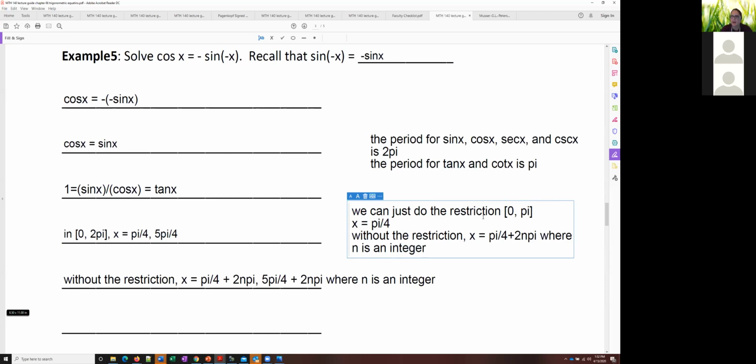Because notice that pi over 4 plus pi gives you 5 pi over 4. Does that make sense? So for tangent and cotangent, you're going to use the restriction 0 to pi. That's right. And then you can just add on copies of n times pi, because the period is pi.